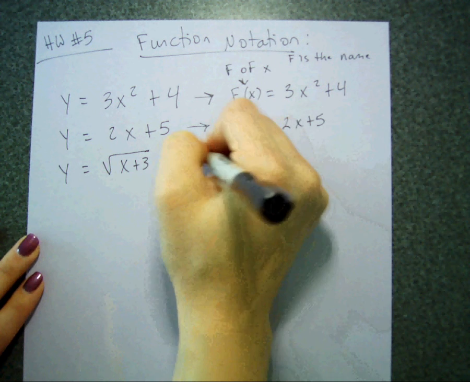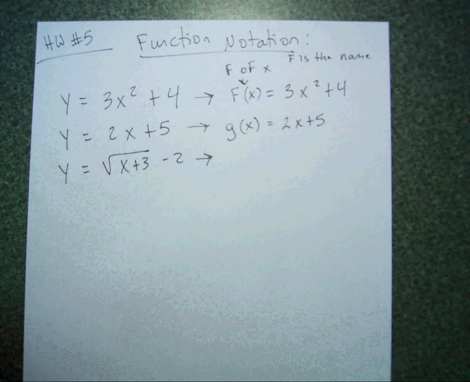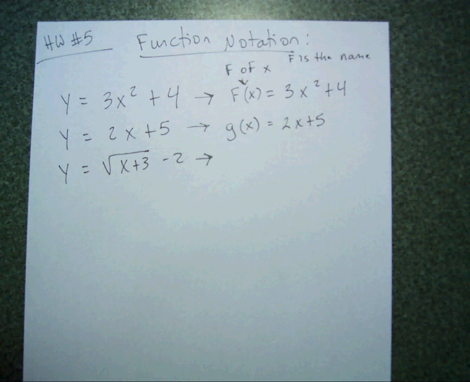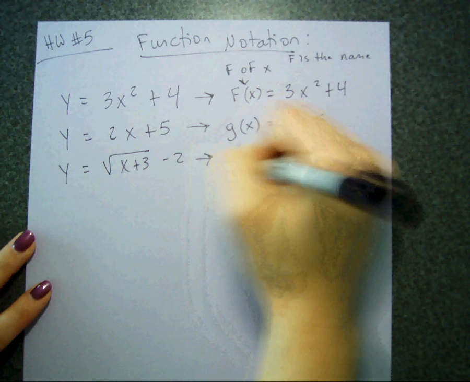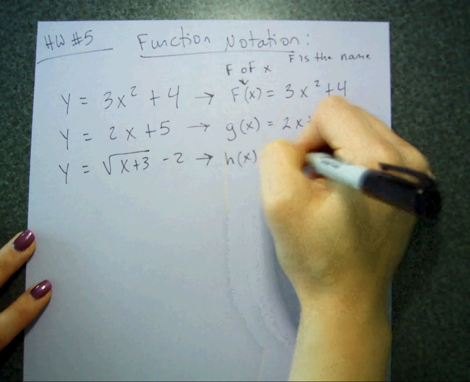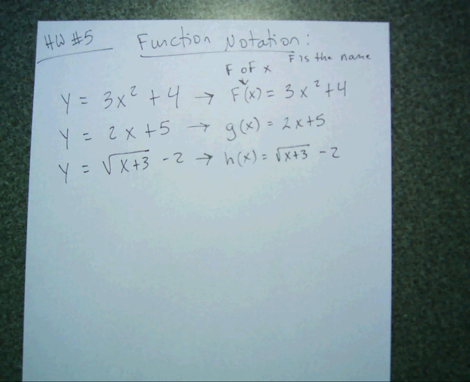And then this last one, I don't want to use F, I don't want to use G. Let's use a different letter. Y'all don't want to be original, but alright, we'll use H. So H of X is the square root of X plus 3 minus 2. Alright, so now they all have names. So if I want you to plug a value into a specific function, I can call it by name and tell you what function I actually want you to use. So there's one perk of using function notation.